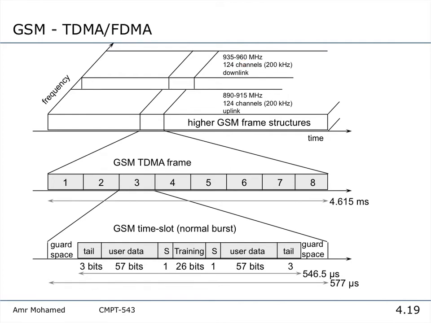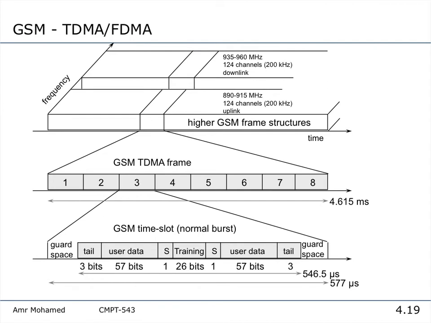So this is the GSM 900, which means that the carrier frequency for GSM is 900 megahertz. Of course, there is GSM 1800, and there are other versions, but here we're talking about the 900 version. So for GSM 900, we have 124 channels downlink and 124 channels uplink, and we use FDD. FDD means that the uplink and the downlink are separated in frequency, and there is some guard band between them.